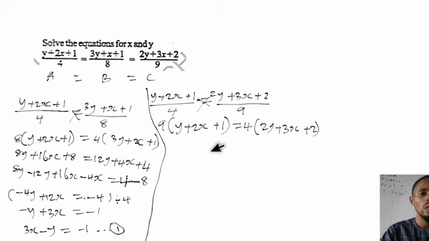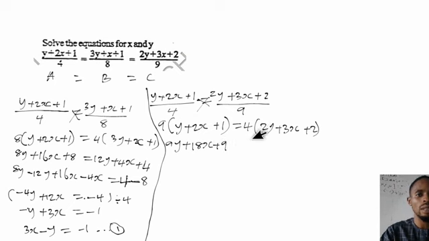So what's the next thing now? Next thing now, let's open the bracket. If you open the bracket, that is 9 times y, that gives us 9y, right? Plus we have 9 times 2s, that gives us 18s. 9 times 1, we have 9, that is plus 9 here. So we have solved the bracket here.